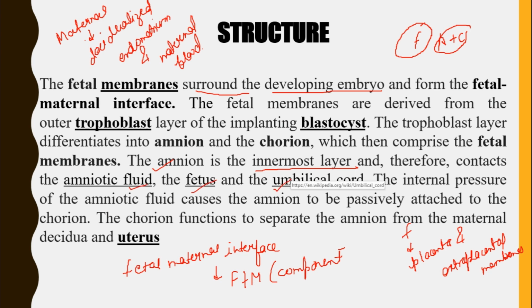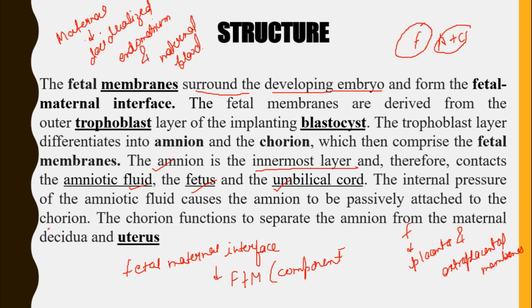So the amnion is the innermost layer, so obviously it is attached to, or has contact with, amniotic fluid, fetus and umbilical cord. And the internal pressure of the amniotic fluid causes the amnion to be passively attached to the chorion. What happens is that the amnion is the innermost layer, the inner fetal membrane.